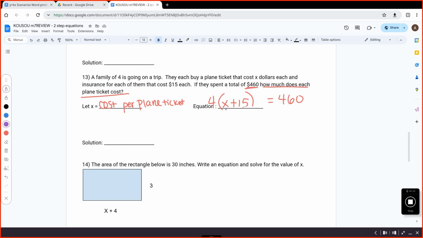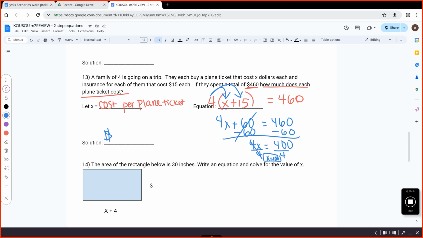All right, so we're going to start with the distributive property. So 4 times x is 4x. 4 times 15 gets us 60. We're making that equal to 460. All right, minus 60 on both sides. Those guys cancel. We're left with 4x is equal to 400. Divide each side by 4, and you have x is equal to 100. So the solution is $100 per plane ticket.